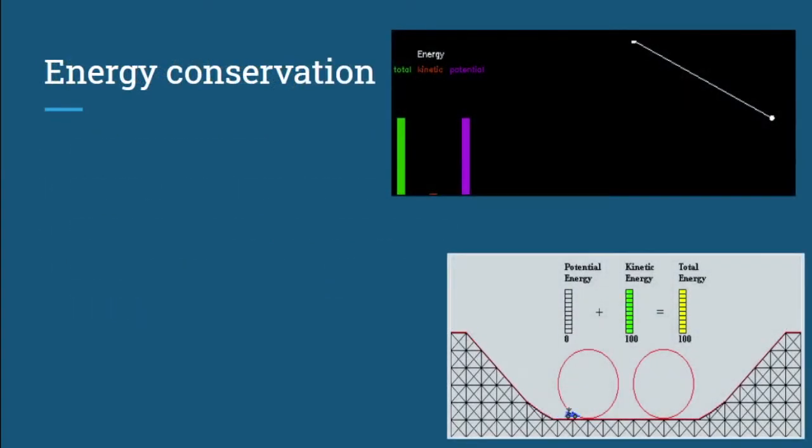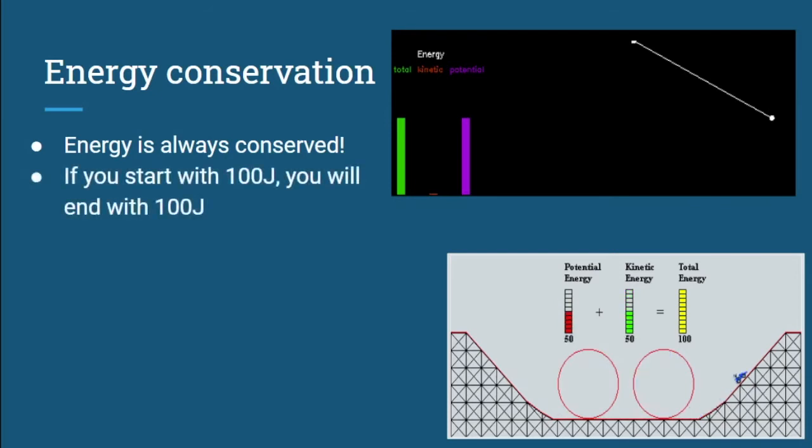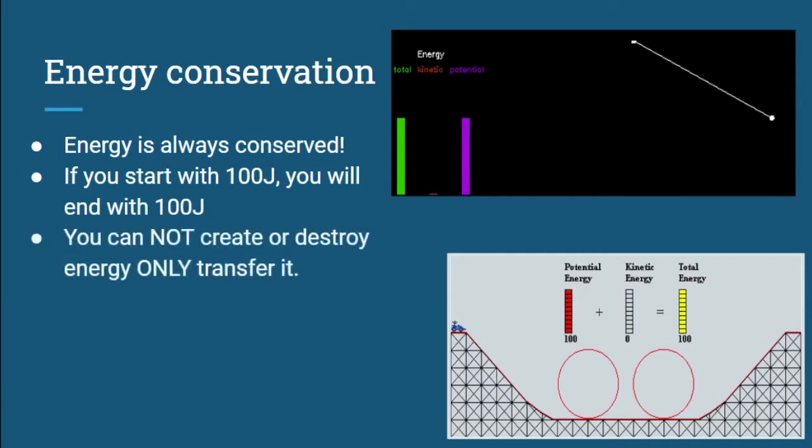Next, I want to talk about energy conservation. And like we said before, energy is always conserved. If you start with 100 joules, you will end with 100 joules. You cannot create or destroy energy. You can only transfer it.